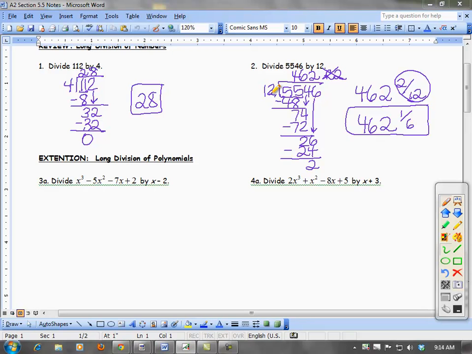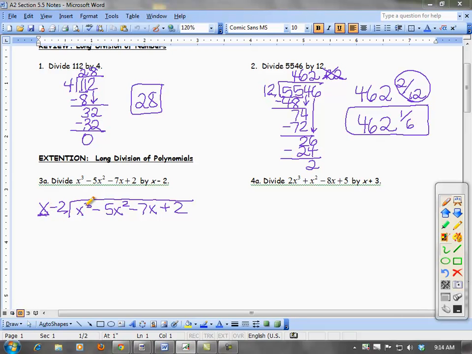Okay, now we're going to take the same process with polynomials, and we're going to walk this through again. And I'm going to take you the same way. So I'm taking x cubed minus 5x squared minus 7x plus 2. And I'm going to divide that by an x minus 2. Okay? Now what I'm going to do is start with the x outside. I'm going to only deal with that for a minute. And I'm going to say x times what will give me the x cubed?